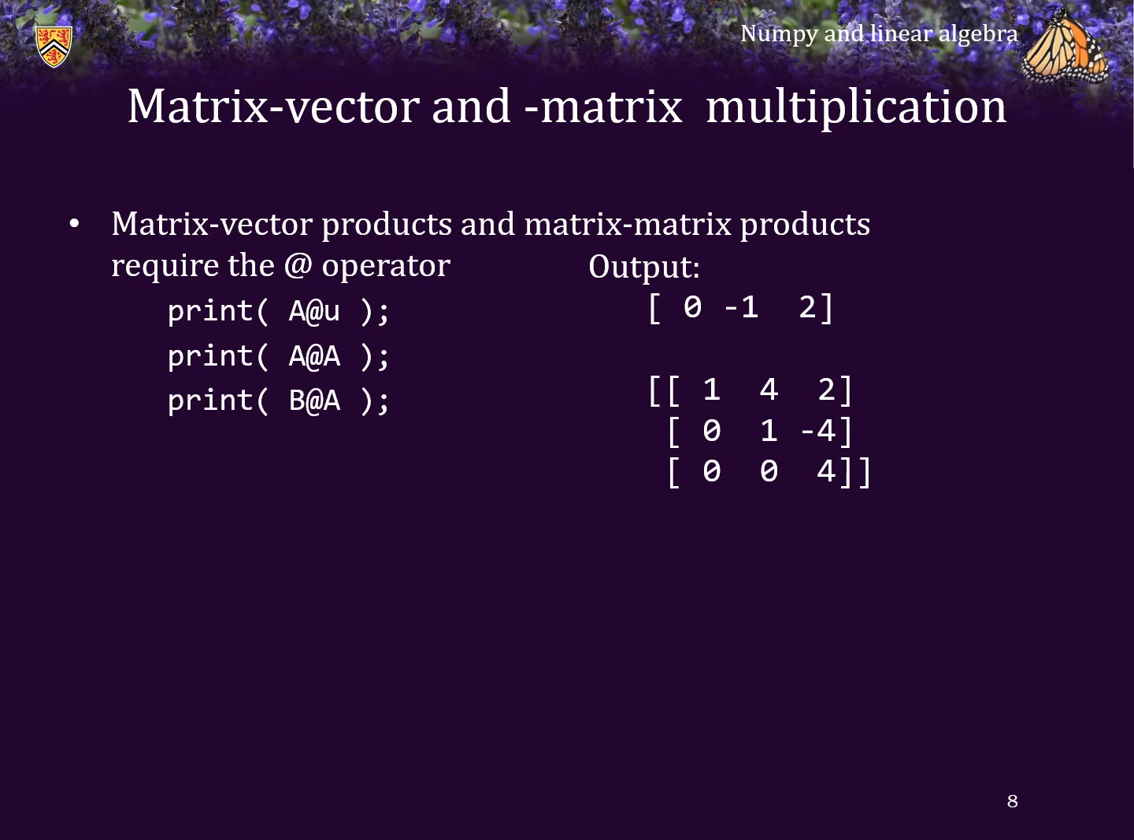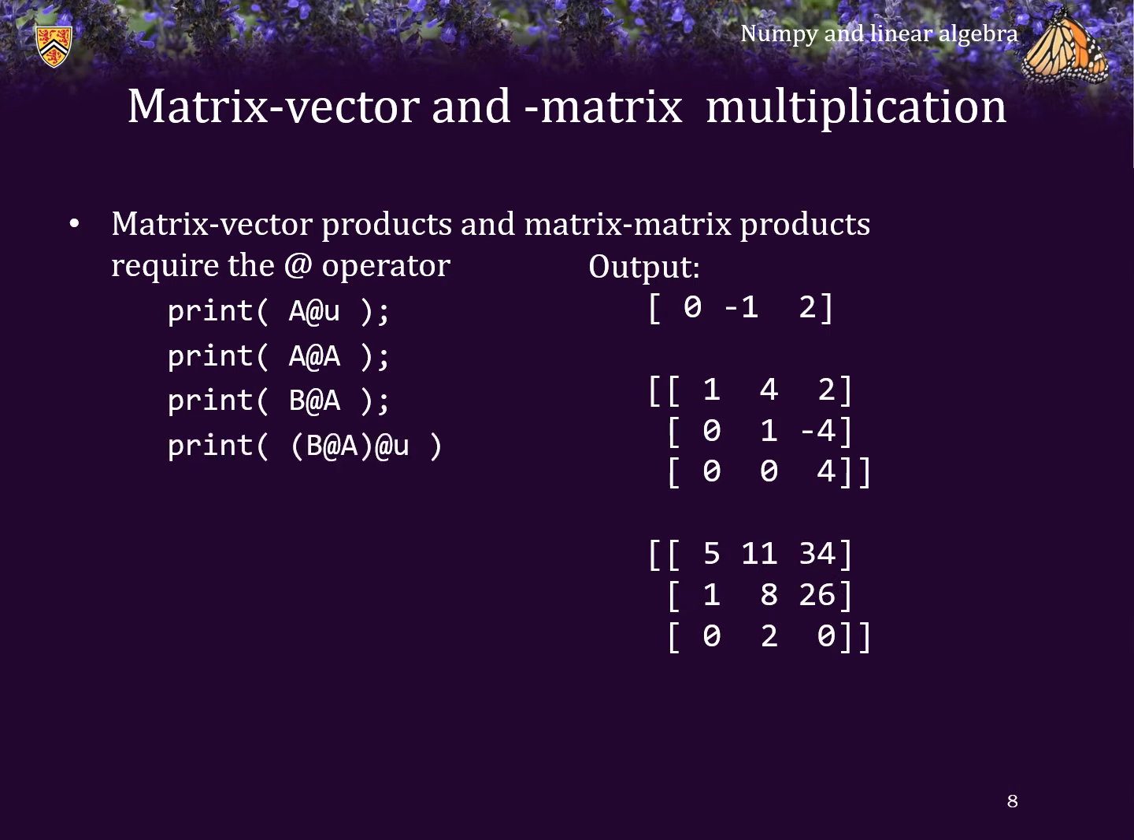We can also, of course, multiply two separate matrices together, B times A, and that gives that matrix there. And we can either calculate first B times A and then multiply that by the vector u, which gives this result, or we could multiply the vector u by the matrix A and then multiply that resultant vector by the matrix B. And of course, these two must give the exact same answer.